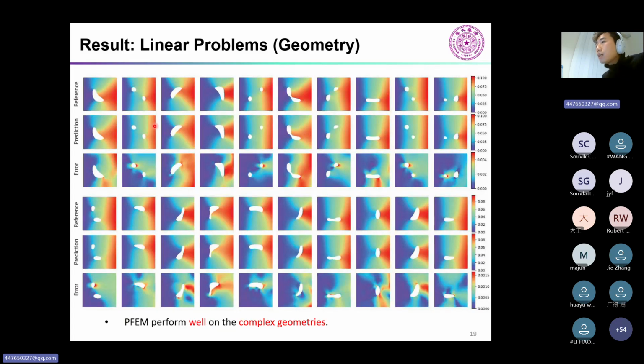As you can see, this is our result. The first line is the reference from FEM. The second line is our framework, only the pre-training stage, which is our prediction, and the third line is the error. As you can see, our error is very small. For example, the prediction and the reference are very close. The maximum value is about 0.1, however the maximum error is only 0.004. So our PFEM can predict the changed geometry very well.